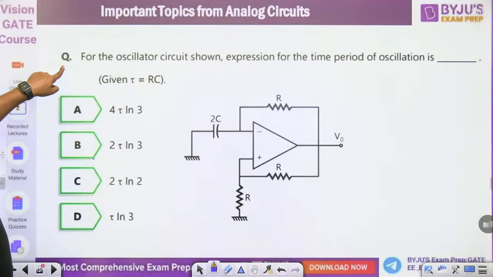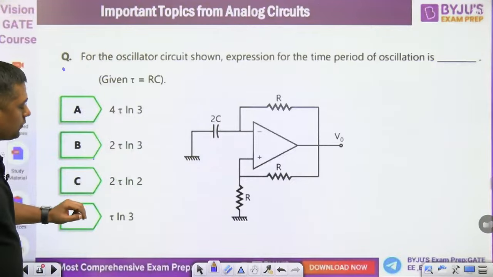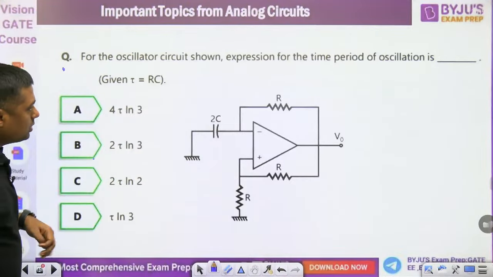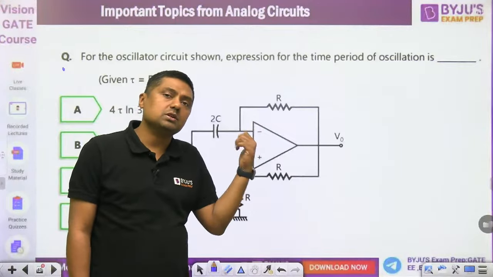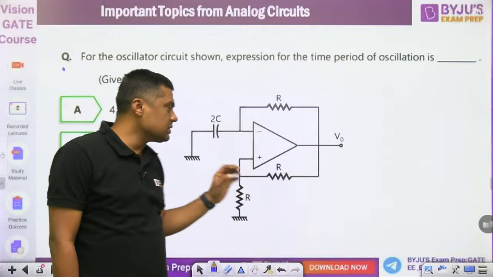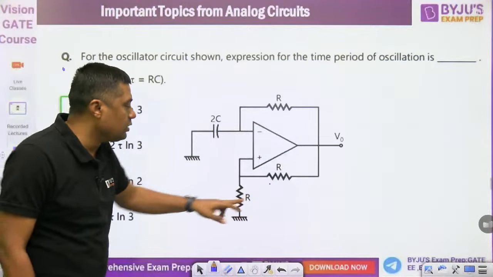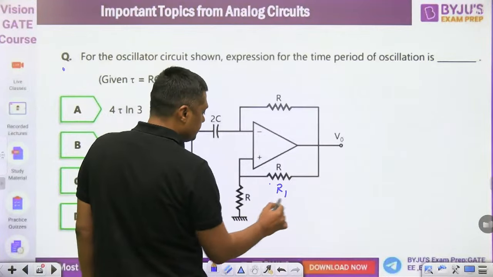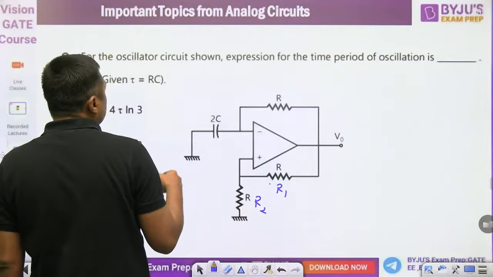For the oscillator circuit shown, the expression for the time period of the oscillation is: 4 tau log of 3, 2 tau log of 3, 2 tau log of 2, or tau log of 3. First of all, what is the name of this circuit? Time period of the oscillation means it is a square wave generator. It is a standard circuit, an astable multivibrator. R1 and R2 are both R. So what is the standard formula for this circuit?